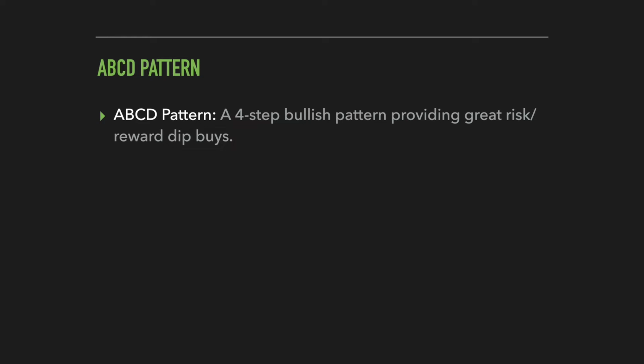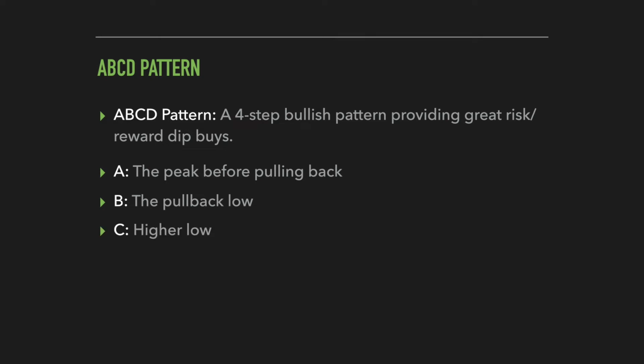Now, with all of that being said, the ABCD pattern is going to be made up of 4 points. Those are going to, of course, be A, B, C, and D. Point A is going to be the peak before the pullback. So once we see a stock spike up and have a big run to the upside, whenever it peaks and starts to pull back, that peak is going to be point A. Point B is going to be the low of that initial pullback. Following that, we're going to have point C, which is going to be a higher low that is going to form slightly above point B.